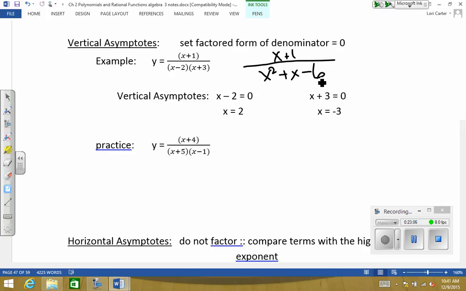My first step I do horizontal, but I'm going to show you vertical first so you understand. You factor everything. The factors of 6 that subtract to 1 are 2 and 3, because we're testing asymptotes, not factoring. To find your asymptotes, you set the denominators equal to 0. So x minus 2 and x plus 3 equal to 0. So my asymptotes are x equals 2 and x equals negative 3.